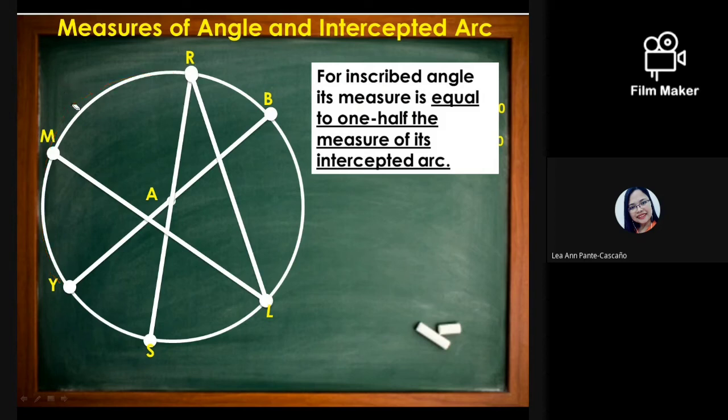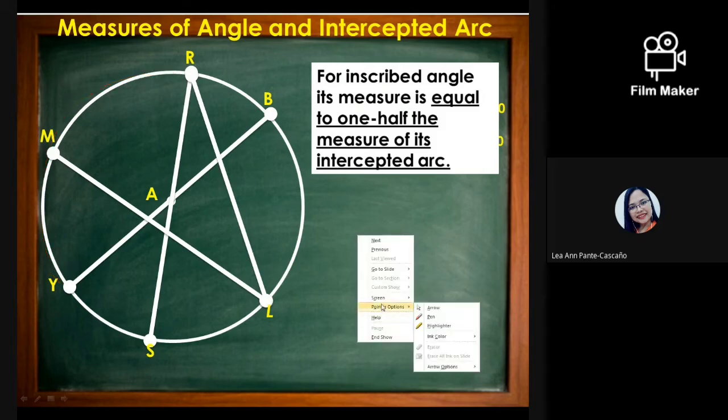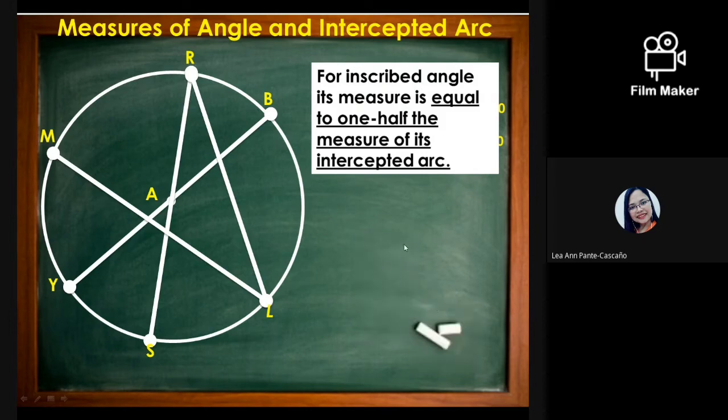So, for this one, according to the definition for inscribed angle, its measure is equal to 1/2 the measure of its intercepted arc. So, pag hinahanap natin daw po ang angle, equal siya sa half ng ating arc. So, let's have an inscribed angle. If the measure of angle RLM is equal to 1/2 the measure of arc RM, RLM ay kalahati lang daw po ng sukat ng arc.